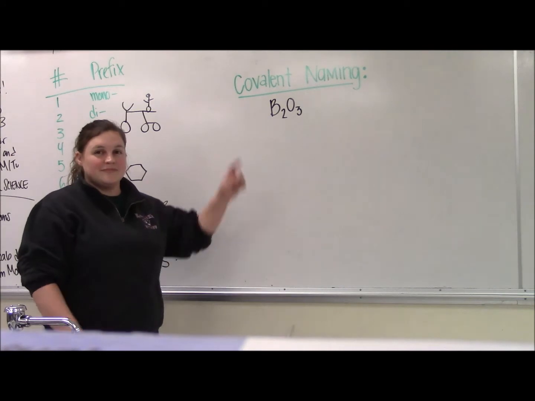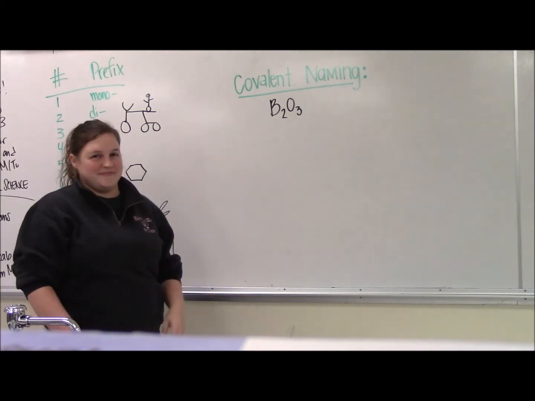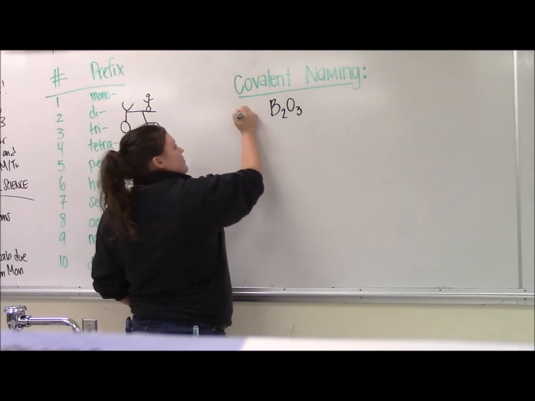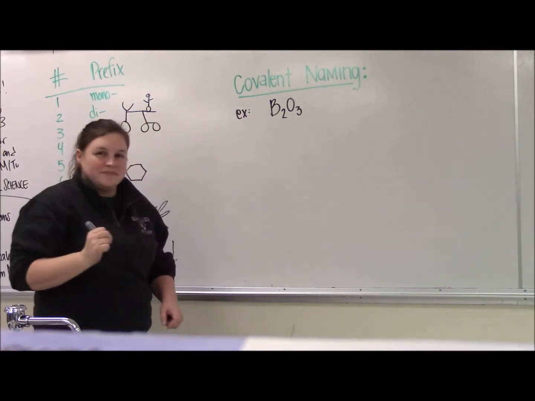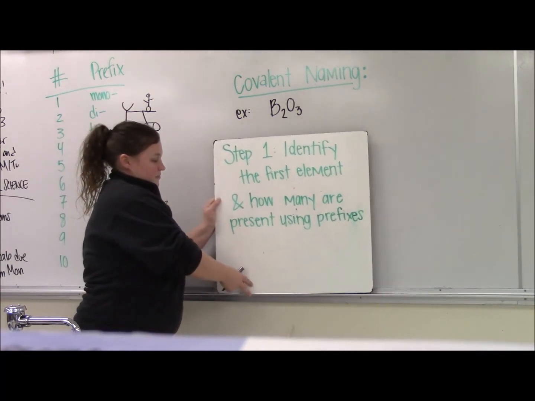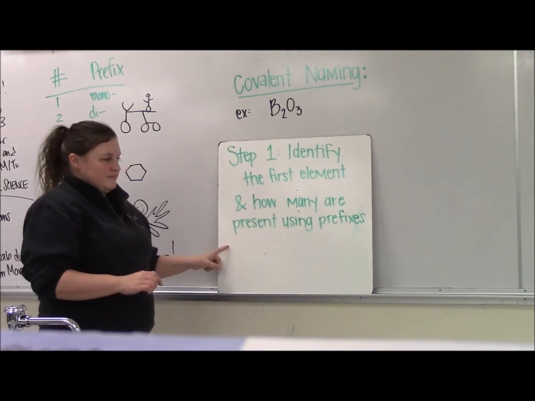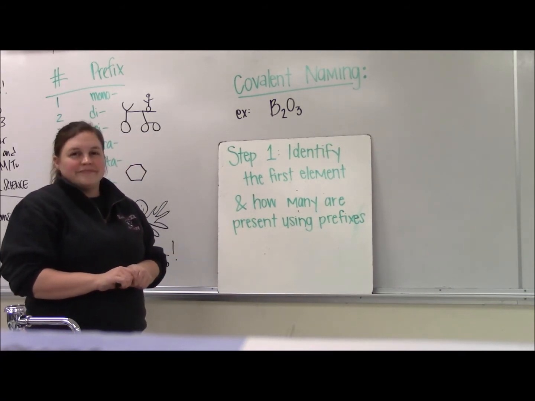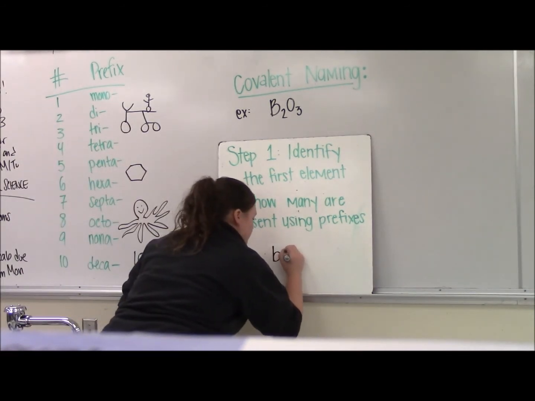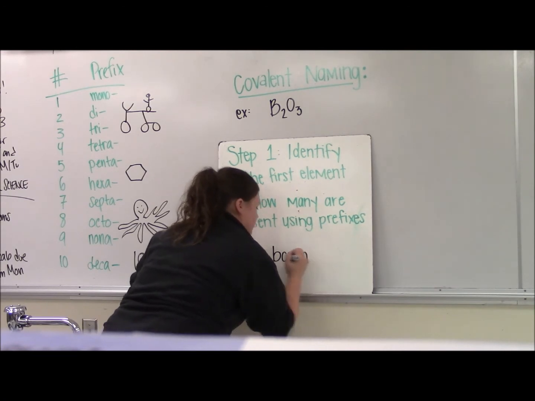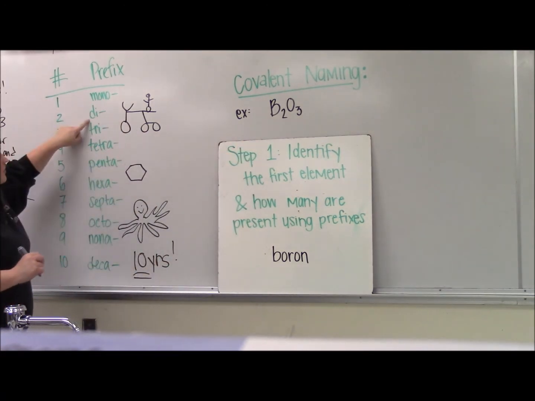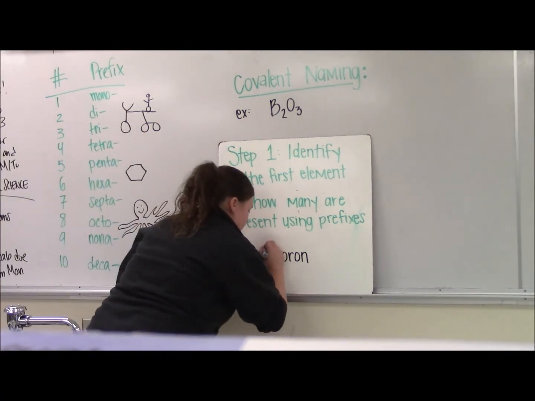Now write covalent naming on your paper and draw a line underneath it. We are going to work with the compound B2O3, so write that underneath the line. Then write step 1. Identify the first element and how many are present using the prefixes. Similar to ionic naming, you keep the name of the first element the same as it is on the periodic table, except for now you include a prefix. For example, if 2 boron are in the compound, you would write diboron instead.